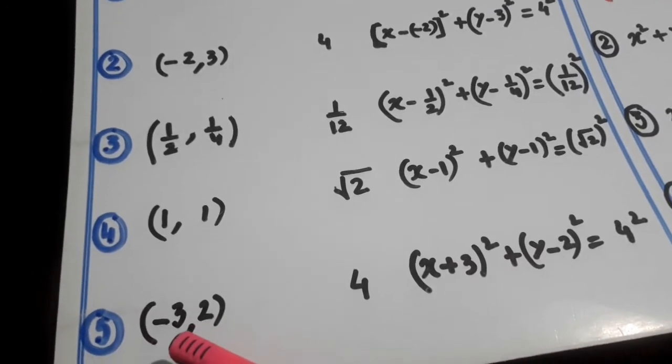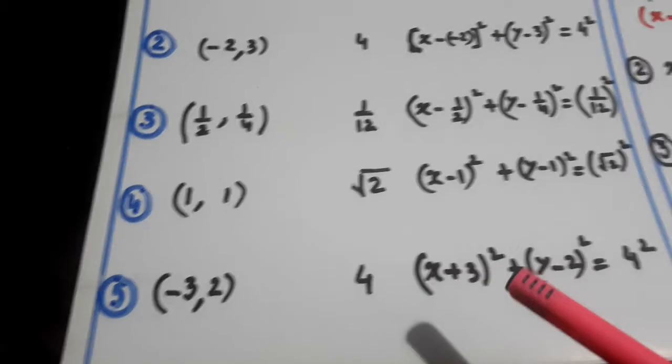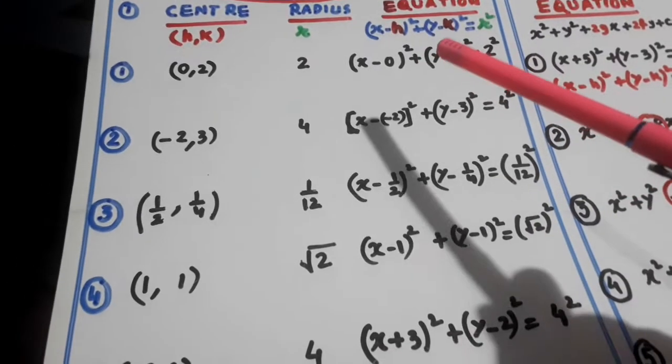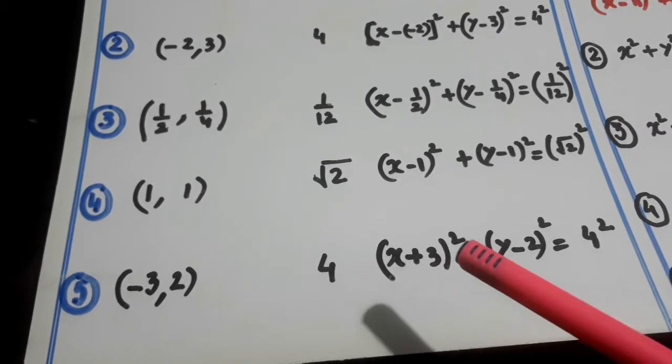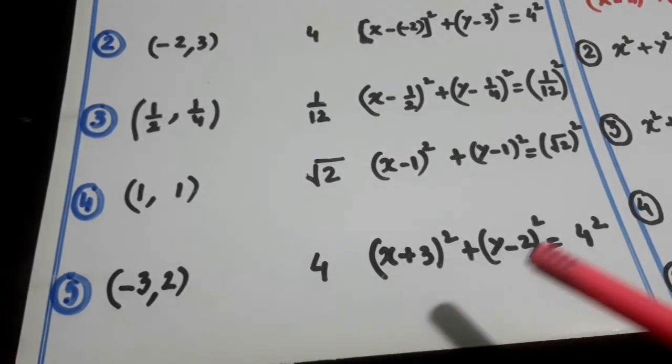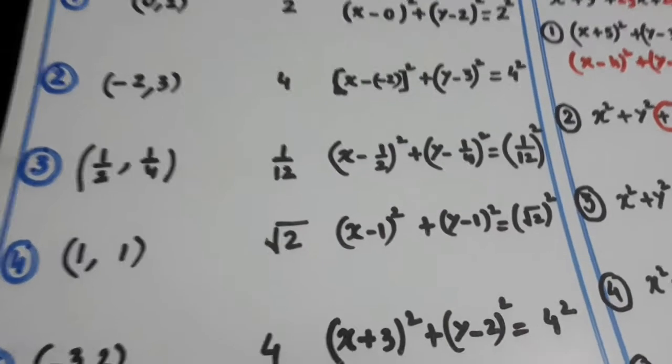Similarly, here h is minus 3, k is 2 and radius is 4. Put the values in the formula. (x minus minus 3), that is (x plus 3) square plus (y minus 2) square is equal to 4 square. On solving, we will get the result.